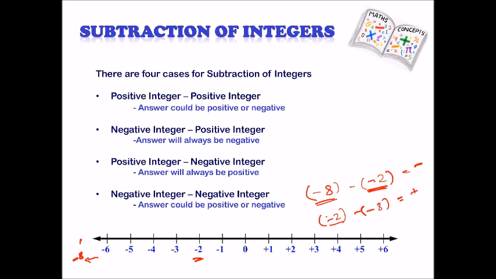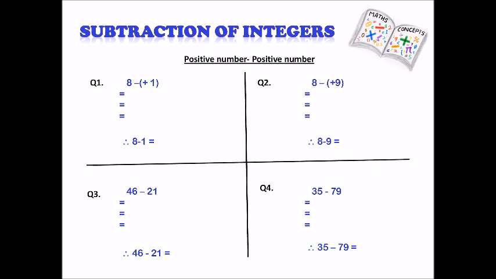Okay. Now let's solve a few examples for the first case, that is positive integer minus positive integer. Remember one thing, when we want to subtract one positive integer from another, we can write it like this. Example, 5 minus 4, it's the same as 5 minus plus 4. Okay, when I have to subtract one positive integer from another, I can write it like this or I can write it like this. Okay, and when I have to subtract a negative integer, I can write it like 5 minus minus 4. Okay, now let's solve examples for the first case, positive integer minus positive integer.